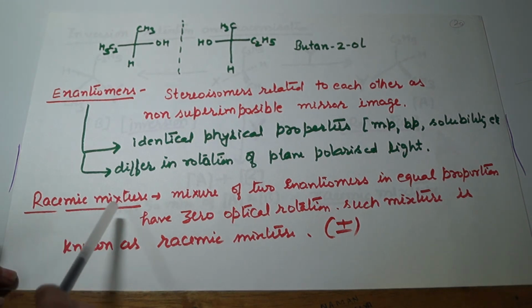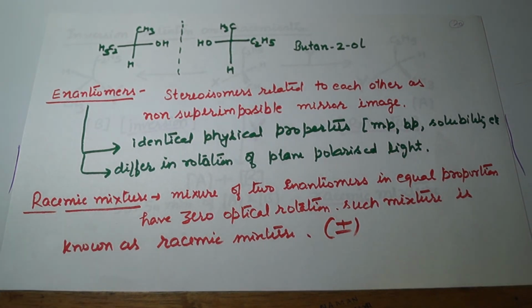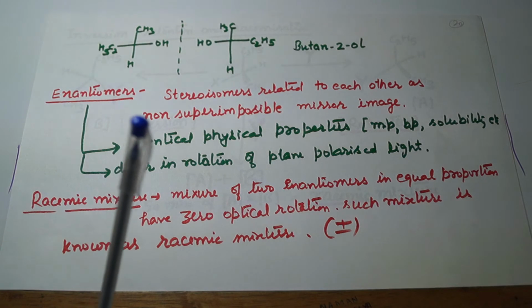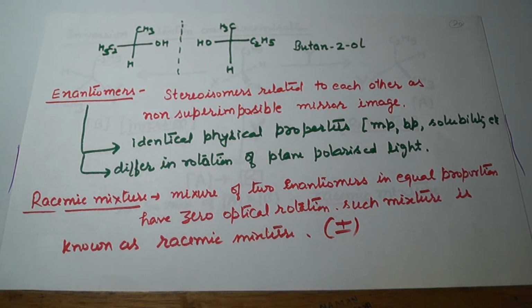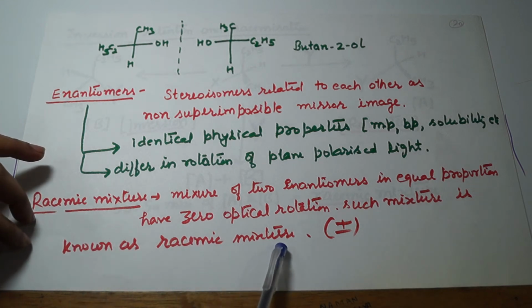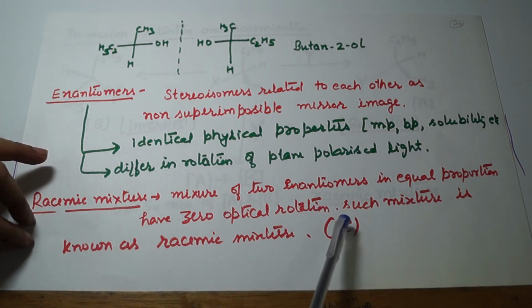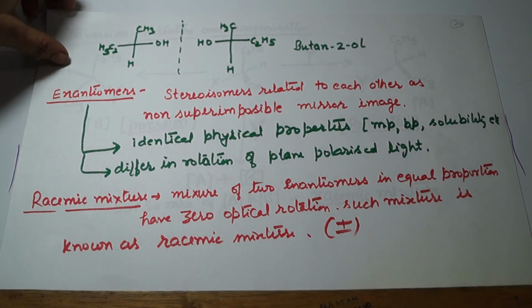Then the racemic mixture. What is the racemic mixture? If these 2 enantiomers are taken in equal proportion in a solution, then their rotations will cancel out each other and they will have 0 optical rotation. Such a mixture is known as a racemic mixture and is denoted by a plus-minus sign.